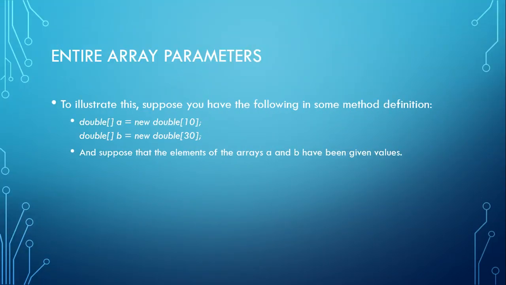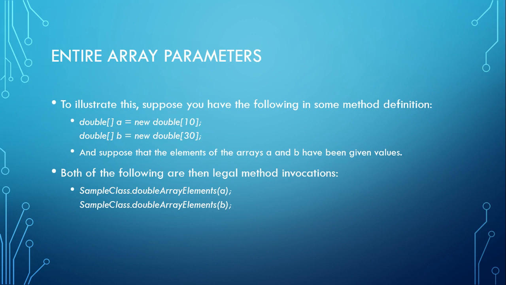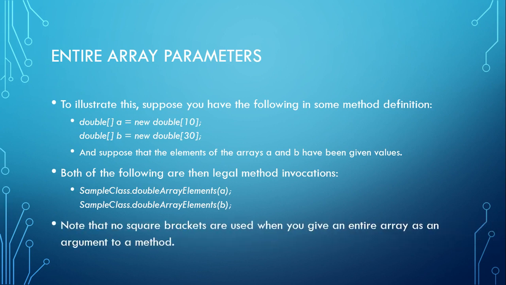Alright, to illustrate this purpose, let's suppose you have the following declarations. double[] a = new double[10], double[] b = new double[30]. And suppose that the elements of the arrays a and b have been given values. Both of the following then are considered legal invocations: SampleClass.doubleArrayElements(a) and SampleClass.doubleArrayElements(b).